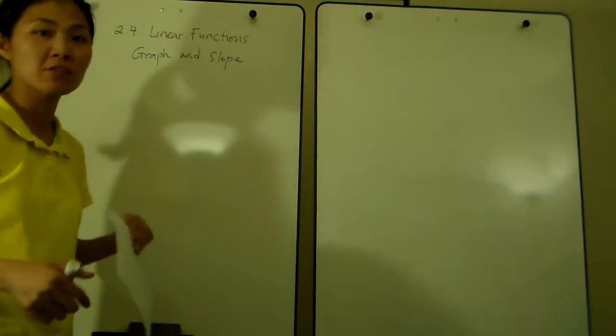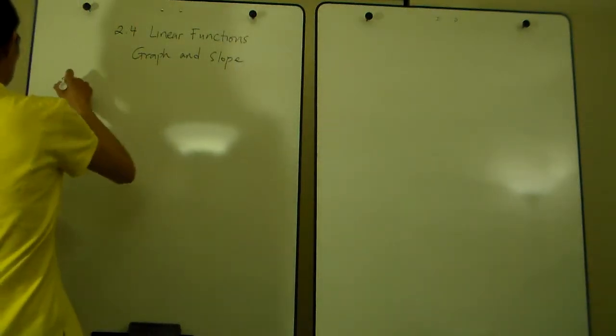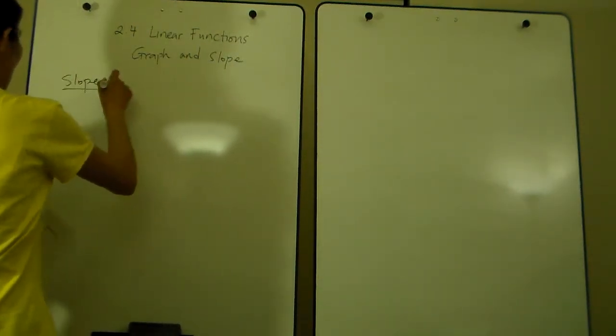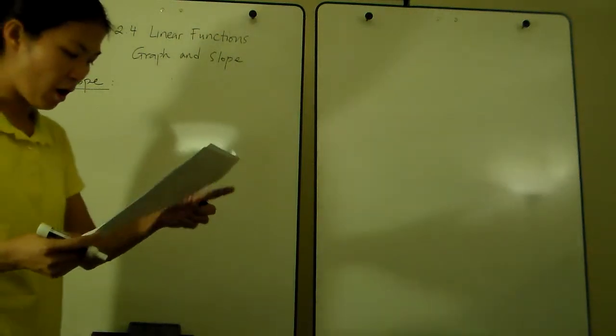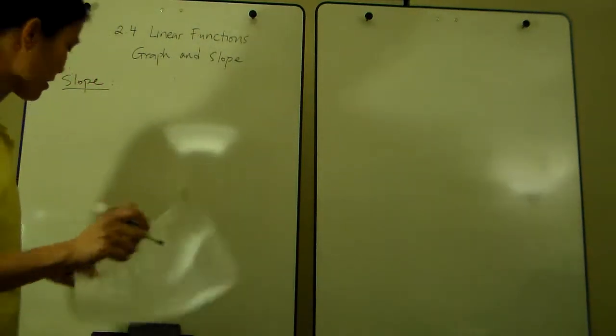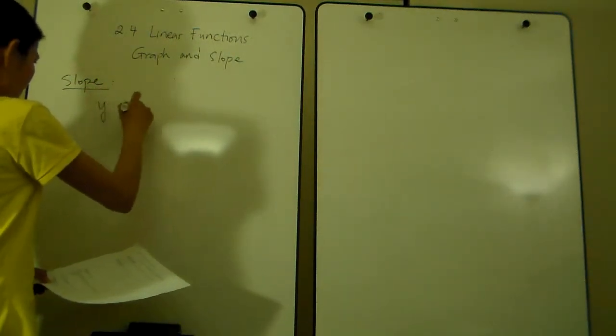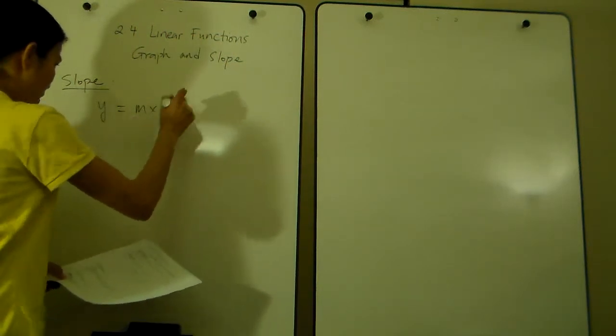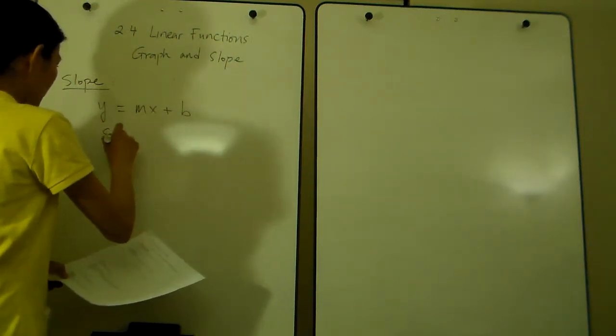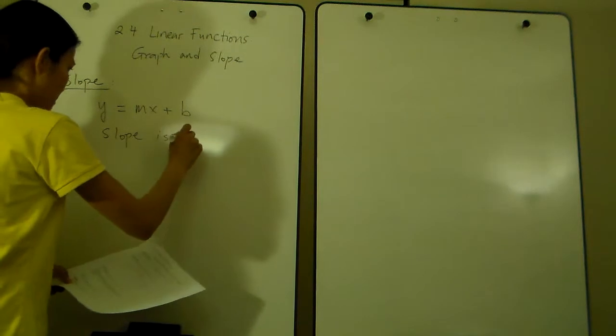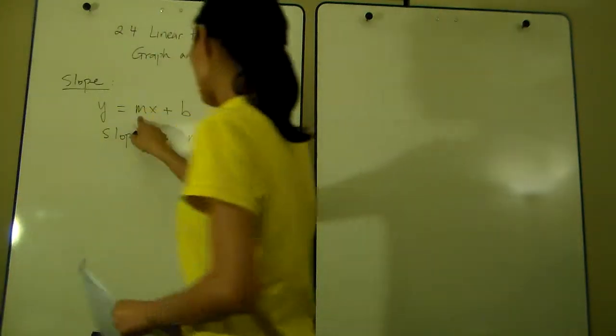Next, let's talk about slope. The slope of the line y equal to mx plus b. Okay, so slope is m. This m right here, slope is m.